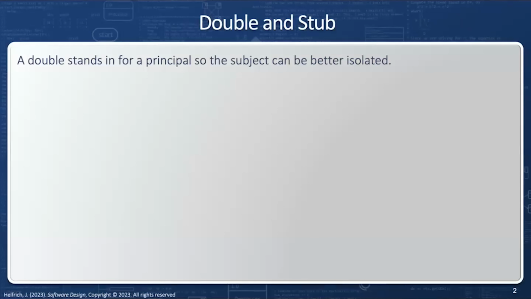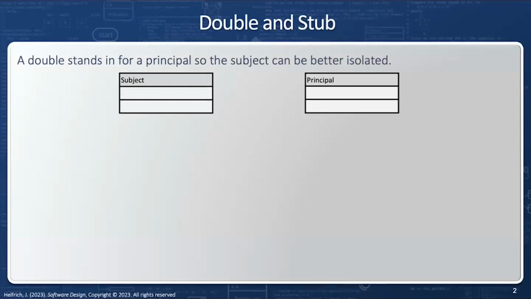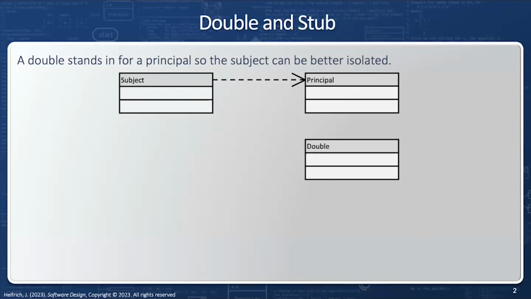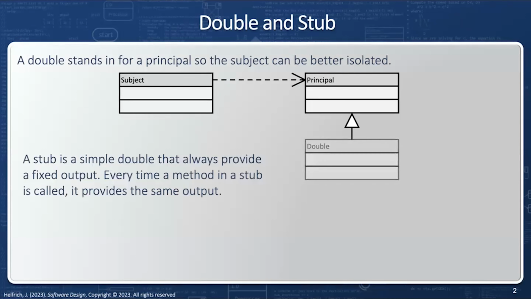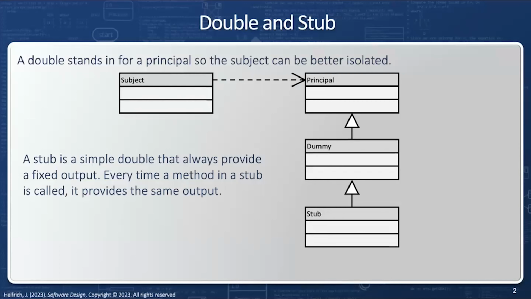A double stands in for a principal so the subject can be better isolated. Now, the subject is the thing we want to test, and unfortunately, this subject is related to the principal through something. Inheritance, composition, aggregation, doesn't matter. What we want to do is create a double which inherits off principal, and we'll use a double instead of the principal. Now, in order to create a stub, I first have to make a dummy and then inherit the stub off of it.